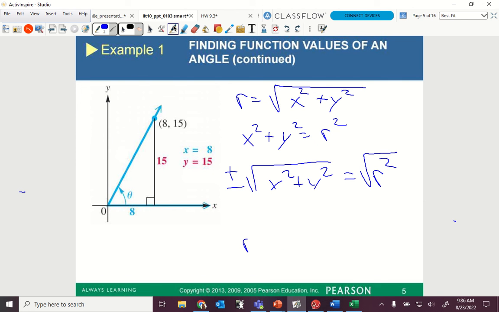Now, I said that R is the radius of a circle, right? Say yes. Yes. R is the radius of a circle. Now, the properties of this says that a radius is always positive. Have you ever seen a negative radius?